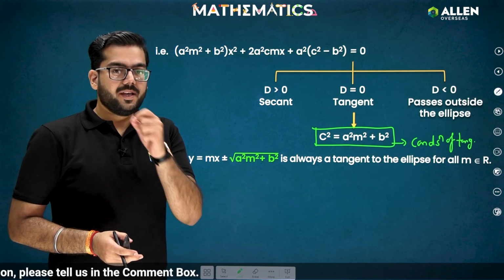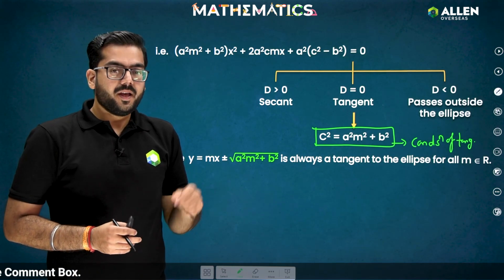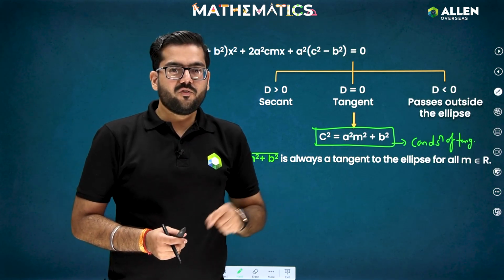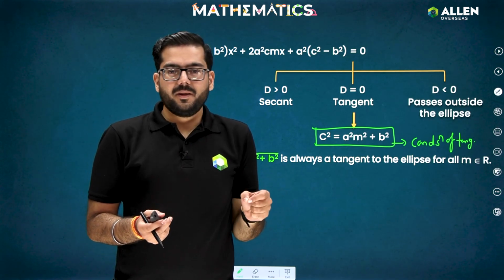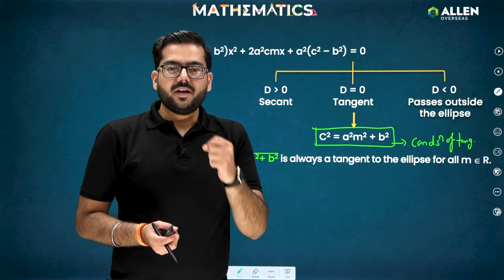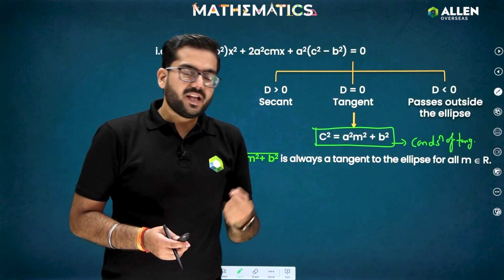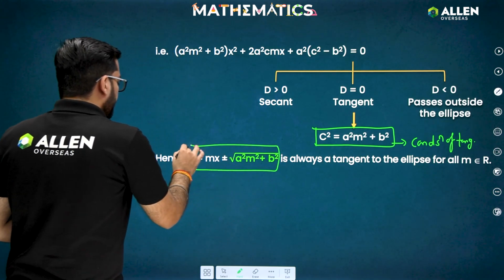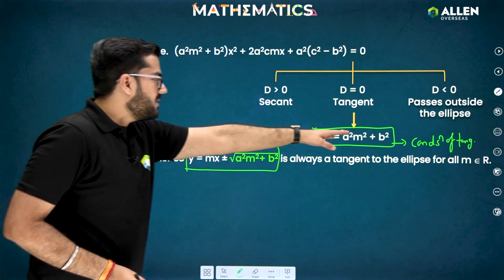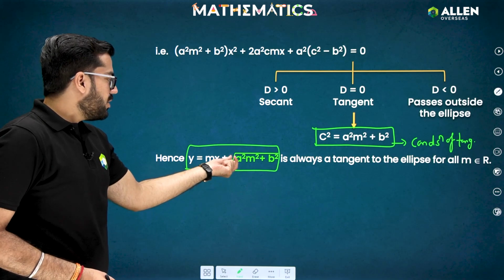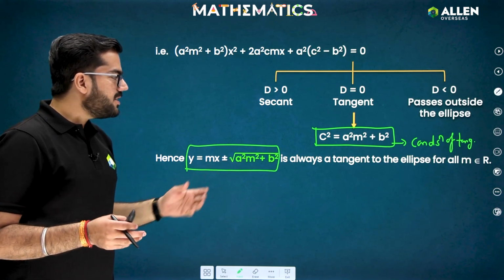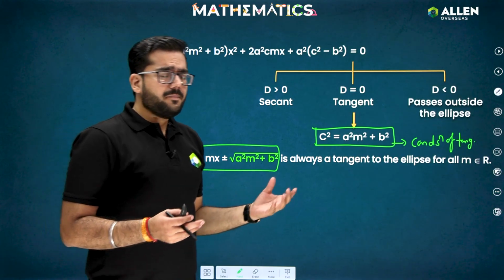Condition of tangency with respect to the ellipse. If I want to write the equation of tangent in slope form, then simply I can replace c in y is equal to mx plus c. Then I will get y is equal to mx plus minus square root of a square m square plus b square, replacing c with the condition of tangency, and which is always a tangent to the ellipse for any value of m belonging to R.